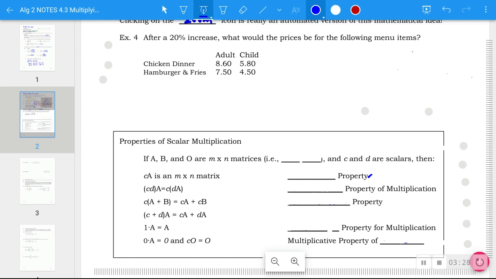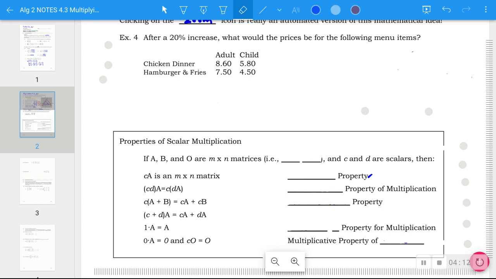Okay, so what I'm going to do here is use scalar multiplication for a practical problem. You have a very limited menu at this little restaurant. Maybe it's a sidewalk cafe, and they sell chicken dinners and hamburger and fries. They do give a price break for children, so you can see their price structure is listed in this matrix format. And we're going to be increasing the prices by 20%. Perhaps the labor prices went up or the price of supplies, and they need to increase their prices to reflect that increase in cost.